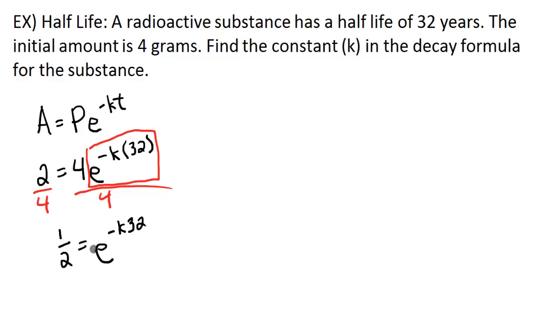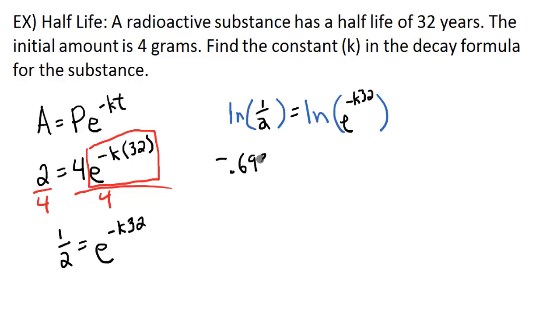Now the next part would be to take the natural log of both sides. So if I have 1/2 on the left side, I want to take the natural log of that, and then that will equal, we need to take the natural log of this right side. Okay. Now the natural log of 1/2 is going to be about negative 0.6931. That will be an approximation.